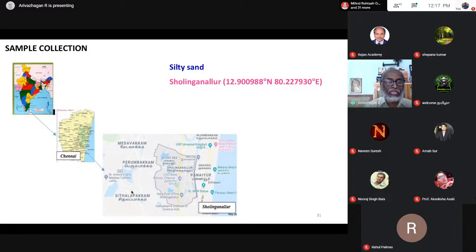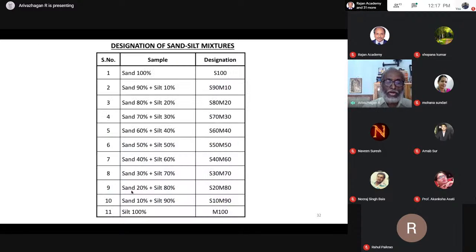The particles passing through 75 micron were washed continuously to remove the clay size particles. The washed non-plastic silt was dried and used for laboratory investigation. Sand silt mixtures were prepared from the collected sand and silt. The sand silt mixtures were prepared by replacing sand with silt from 10 to 90%, and the prepared reconstituted samples are designated here in this table. Why am I making these 11 different samples? For what reason am I replacing sand by 10%, 20%, 30%? I will explain that in the next 2 or 3 slides.